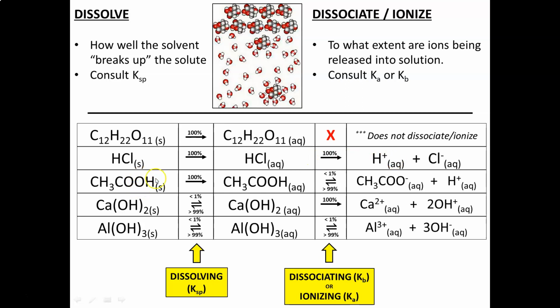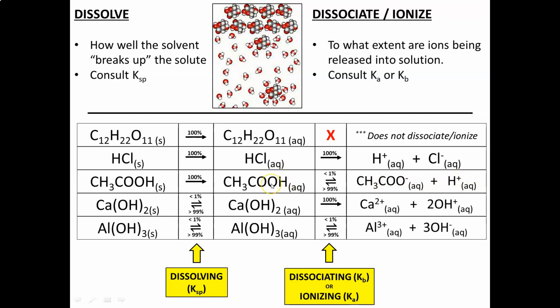With acetic acid, again, very soluble, high Ksp value, so it will dissolve quite readily in water. But because it's a weak acid, by definition, weak acids do not break up very well, do not ionize very well. Most of the molecules, more than 99%, will be stuck in the molecular form with H still attached to the acetate ion. Very, very few, less than 1%, will break up into the ions acetate and H+.